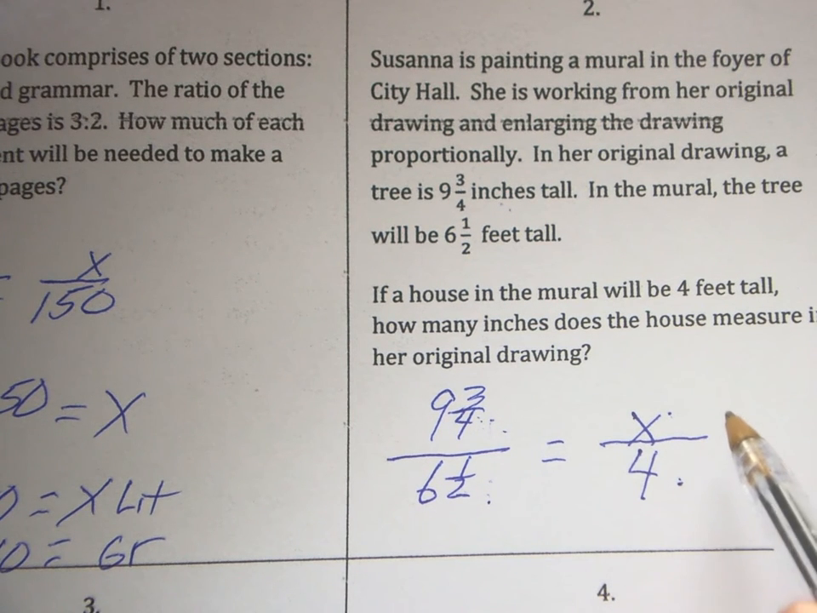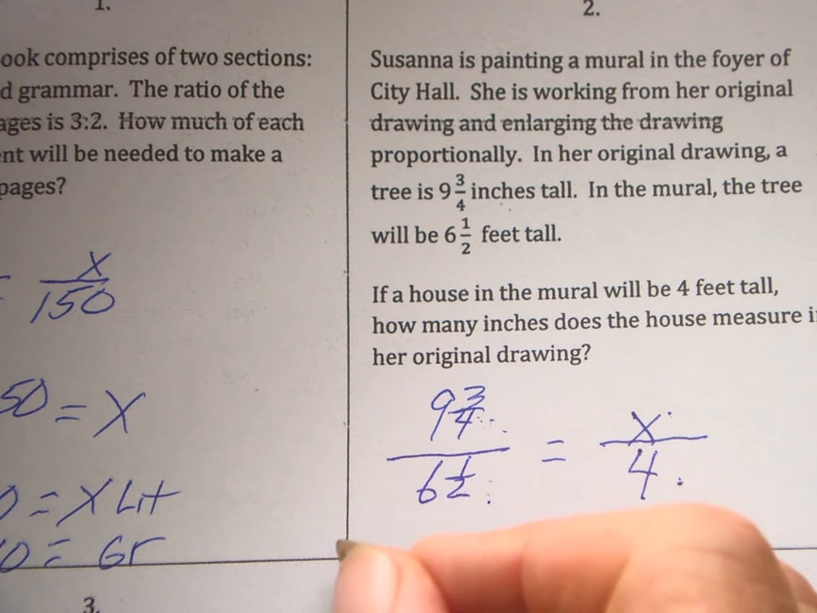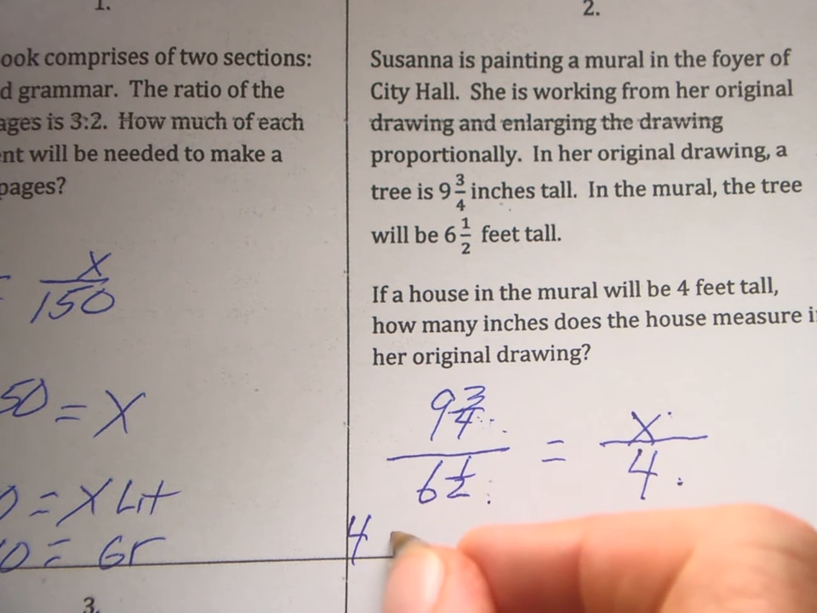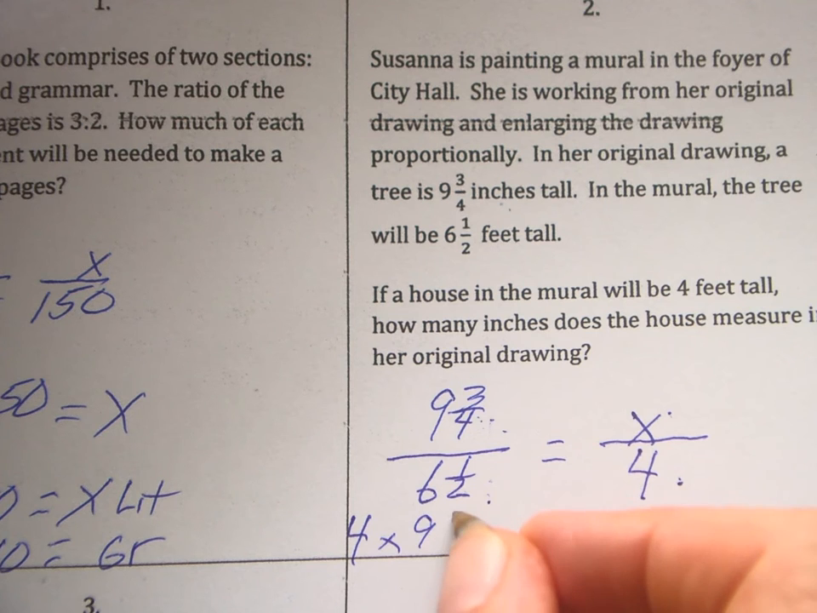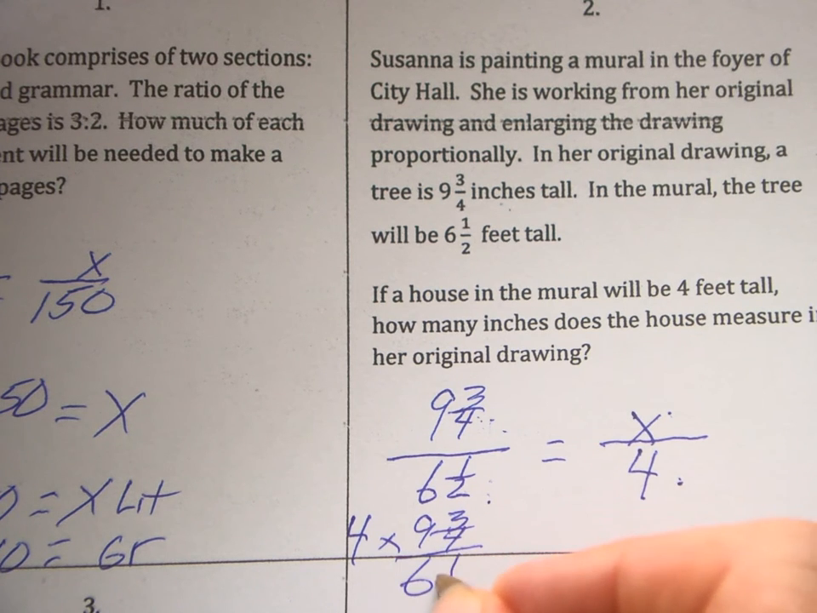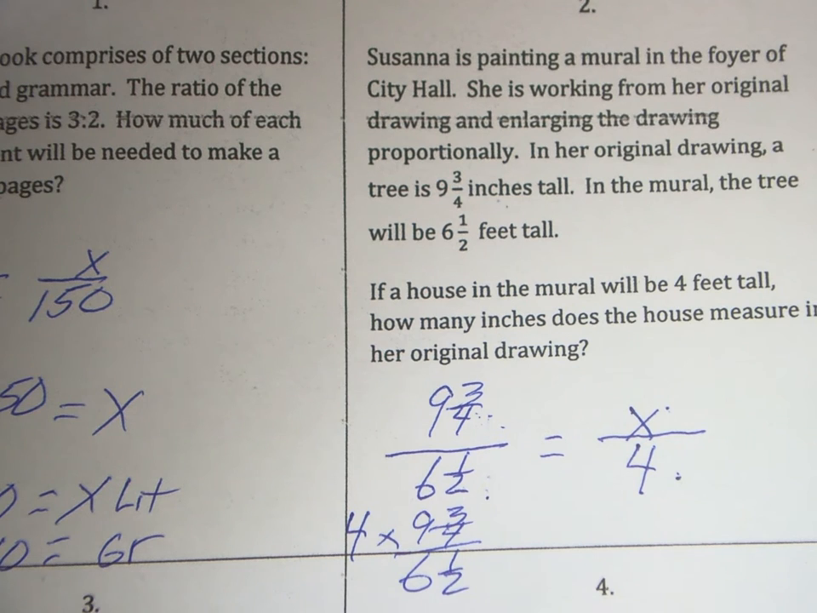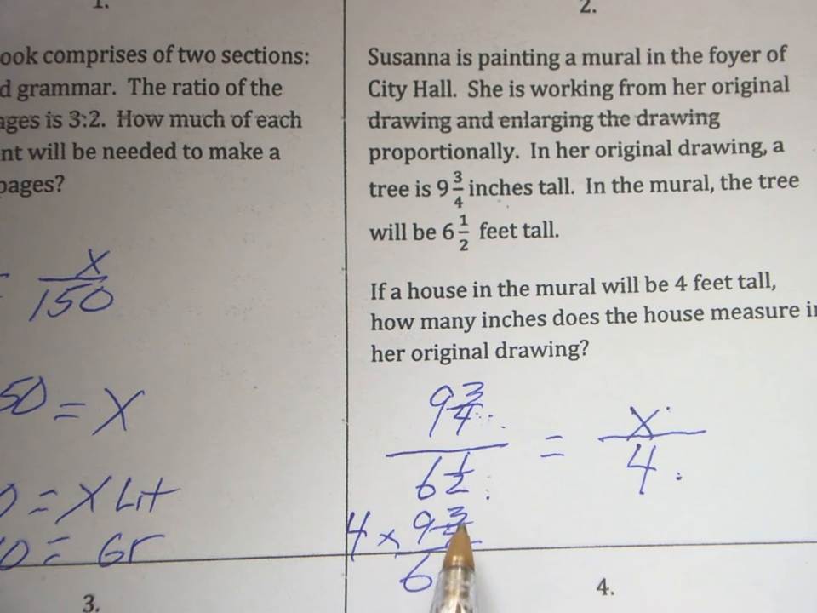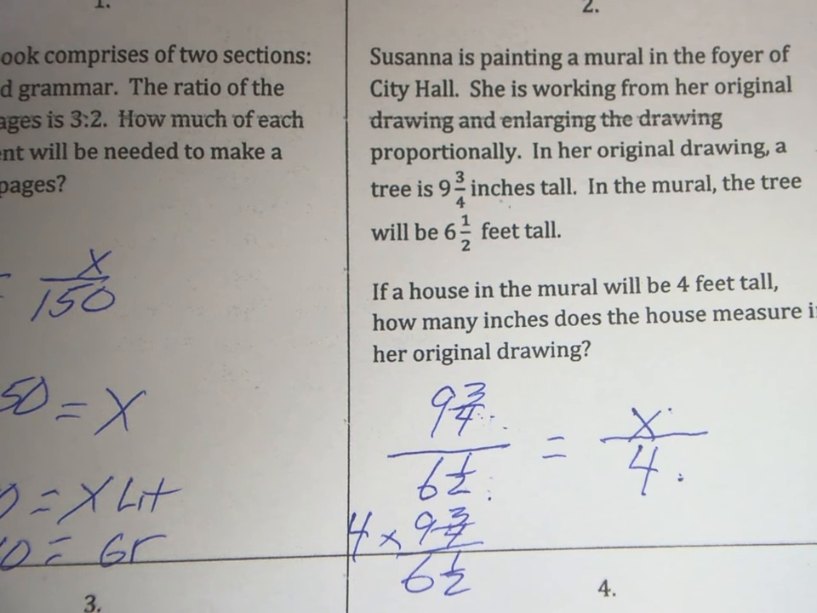Well, we just multiply by 4. If we multiply by 4, we'll be left with x. So that means we have to multiply this side. So we're going to do 4 times 9 3/4 divided by 6.5. Problem with this is we've got quarters and halves here. It's not that easy when you work with fractions. You could convert these to decimal. How do you convert to decimal?